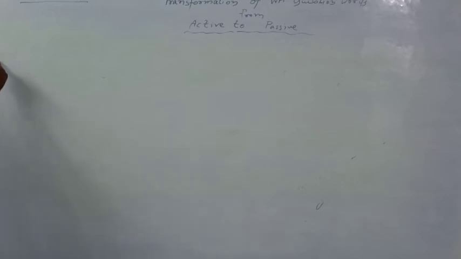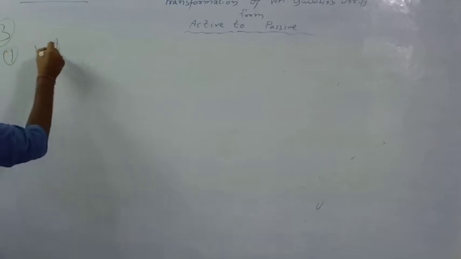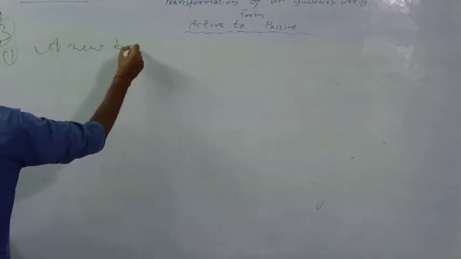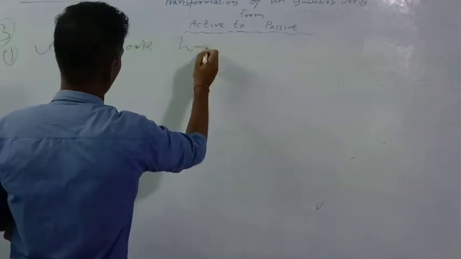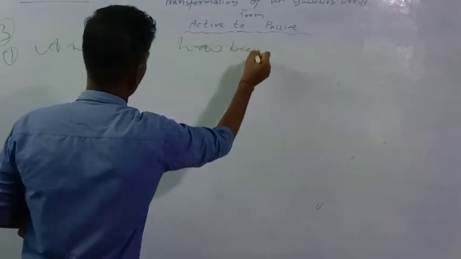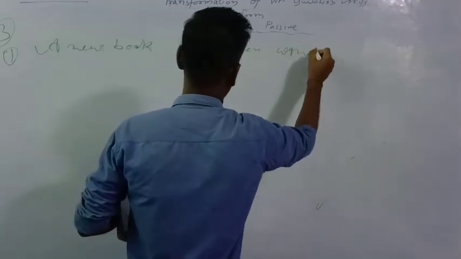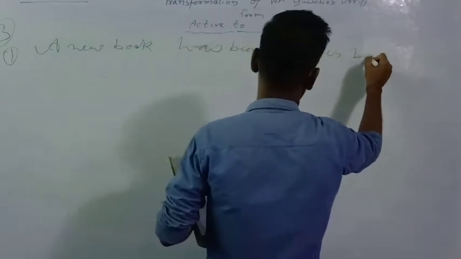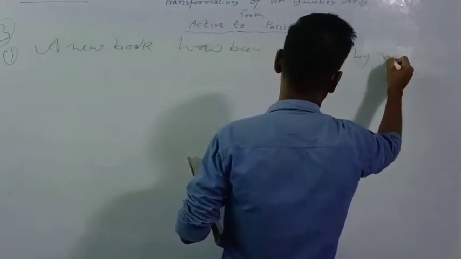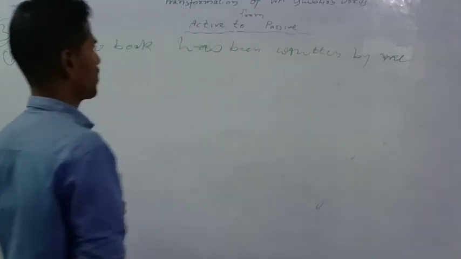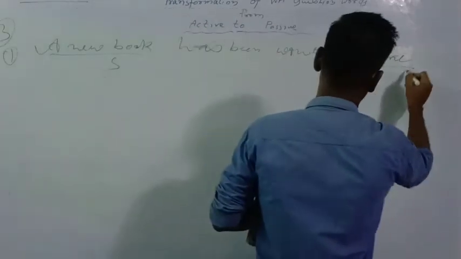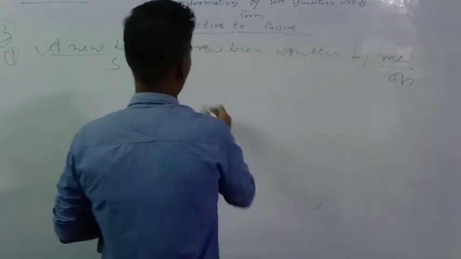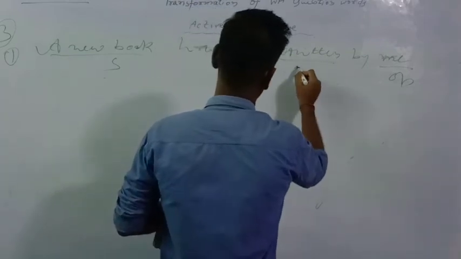Say one, I'm showing you, for example, B1. A new book has been written by me. To find out the subject, verb, object first: a new book, subject; me, object; has been written, written is the verb.